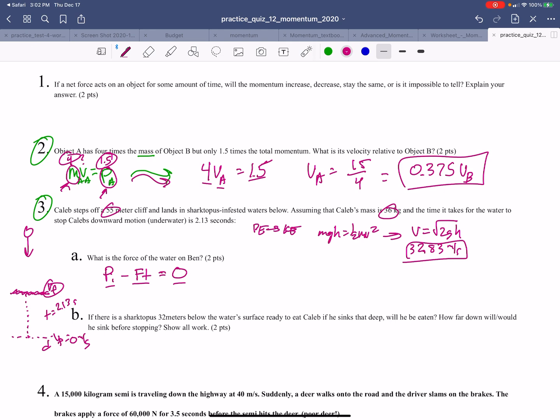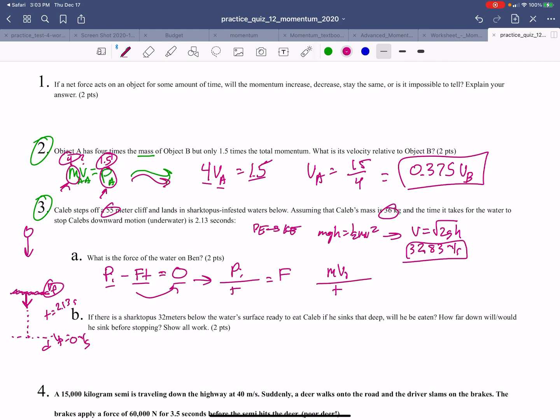The easiest way to solve this is to solve for F. I'm rewriting this: you can bring the Ft over to this side, divide both sides by t, and you end up with the momentum divided by t equals F. The initial momentum, remember, is the momentum when he hits the water. So this is going to be m times v when you hit the water. I'm going to call that vi because it's the velocity initially when you hit the water.